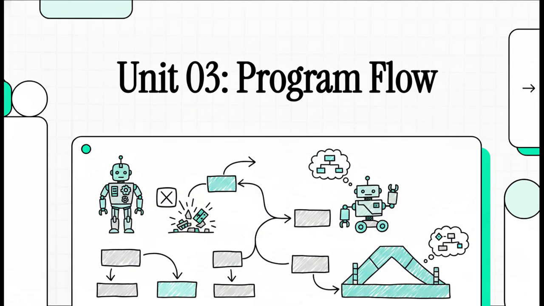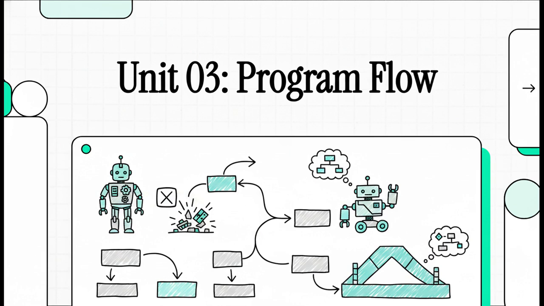Welcome to this explainer on Grade 7 Robotics Unit 3. Today, we're going to master program flow. More specifically, we're going to dive right into the sequence of how code actually runs, predict some robot behavior, and, most importantly, bust a massive, completely common programming misconception.